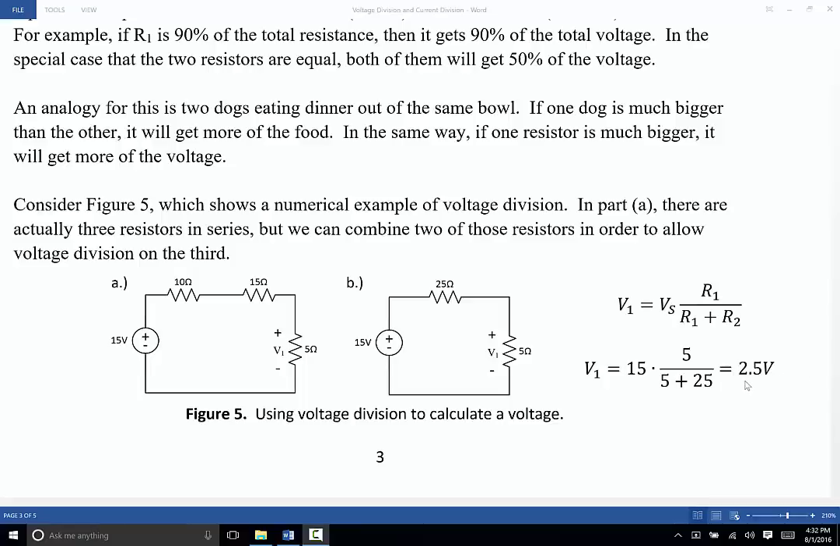Now, once we know that it gets 2.5 of the volts, well, that means that 12.5 goes across the 25 ohms, or we could say 12.5 goes across the combination of the 10 and the 15. So that's a perfect example of a place where we could apply voltage division a second time to find what the voltage across the 10 ohm and the voltage across the 15 ohms are. We weren't asked to do that in this case, but we certainly could if we wanted to.